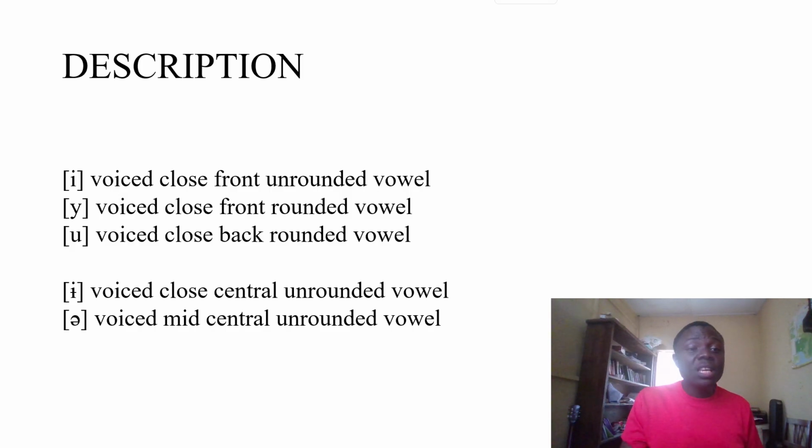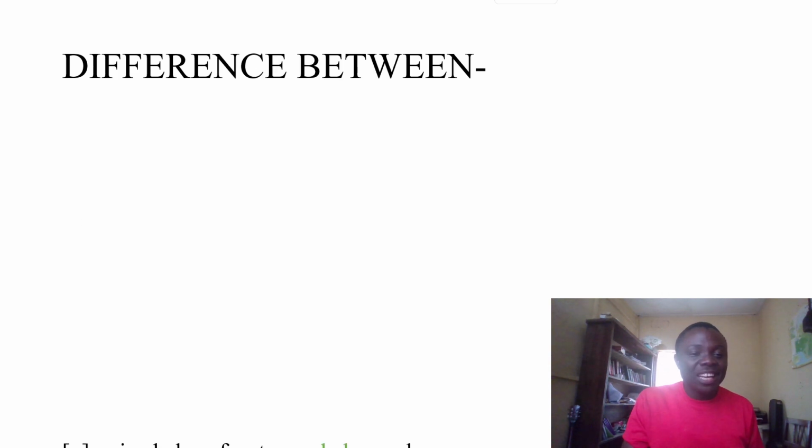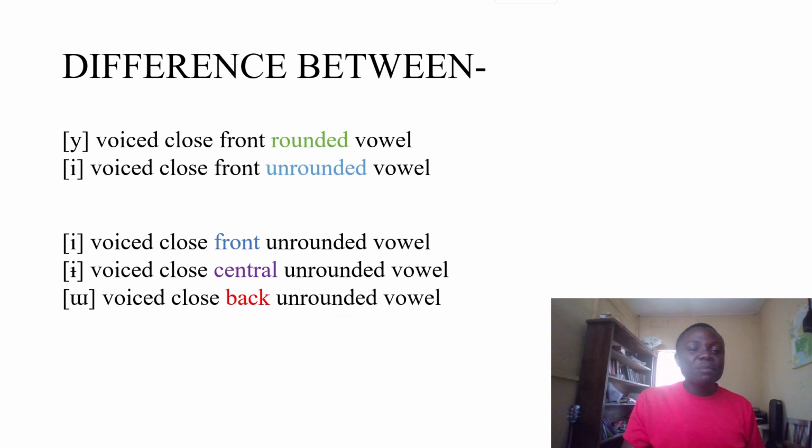Let's see how we can describe other kinds of vowels. So we see E and U, for instance. E is a voiced, close front, unrounded vowel. U is a voiced, close front, rounded vowel. Let's look at the chart. You know this chart, don't you? Especially if you're a student of phonetics. Of course you should. We can now see that the difference between U and E is that one is rounded and the other is unrounded.